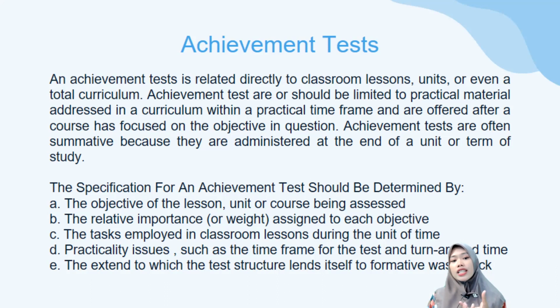Achievement tests are often summative because they are administered at the end of a unit or term of study. The specification for an achievement test should be determined by, first, the objectives of the lessons, unit, or course being assessed. The second is the relative importance or weight assigned to each objective. The third is the tasks employed in classroom lessons during the unit. The fourth is practical issues such as the time frame for the test and turnaround time. The last is the extent to which the task structure lends itself to formative washback.